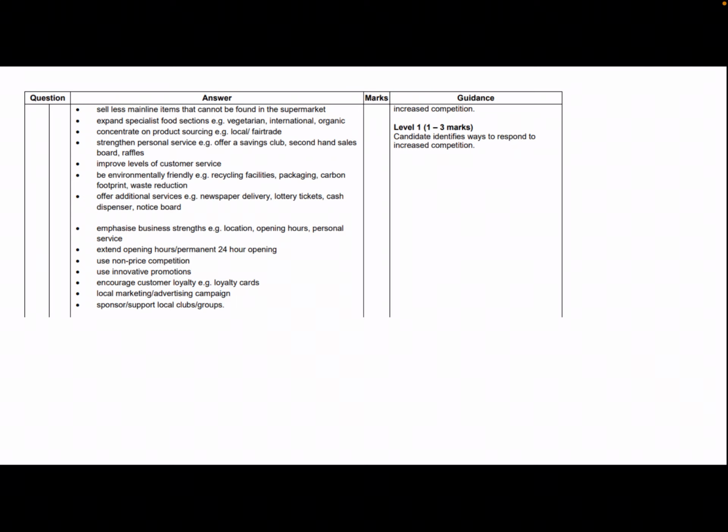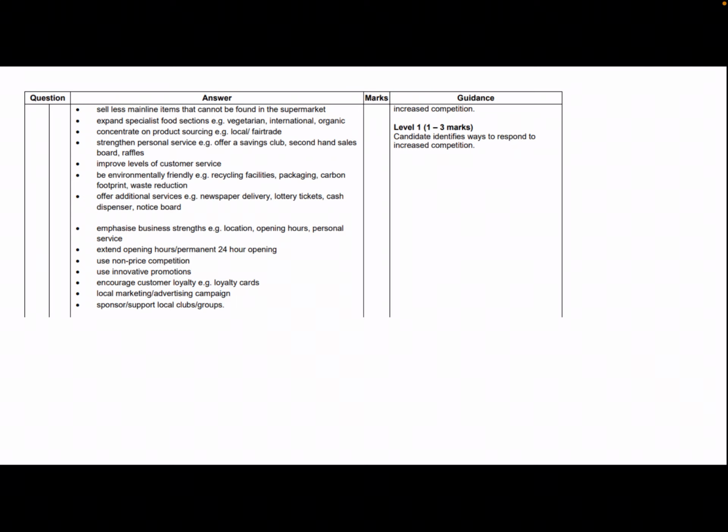As I previously mentioned, this is really looking at non-price competition. So other than price, how can this business compete? Of course, we're going to be using innovative, creative ways to ensure that footfall for our customers still remains high, and that they're coming into the shop to make purchases. So in theory, you could have said any of those particular options. All of those are considered to be good answers for this question.